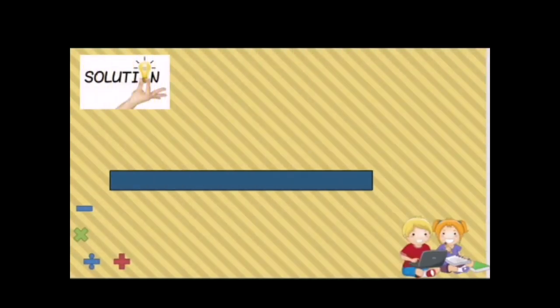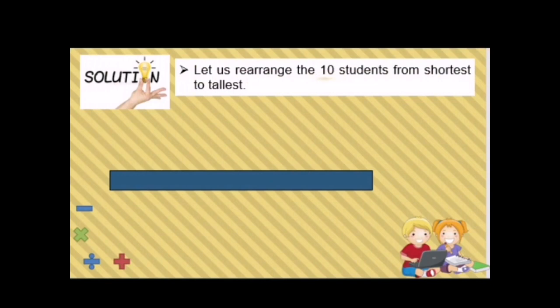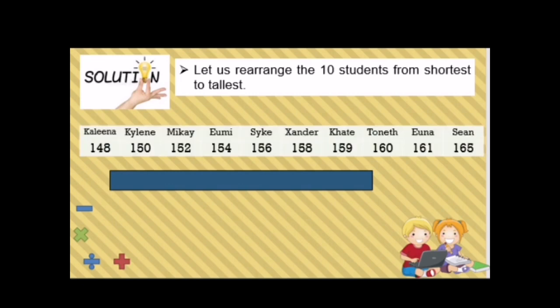Now, let's have the solution. Again, the first thing you have to do is arrange the given set into ascending order. So we rearrange the 10 students from shortest to tallest. The arrangement is Kalina, followed by Kailin, Mikay, Yumi, Saik, Sander, Kate, Tonette, Yuna, and Shan.